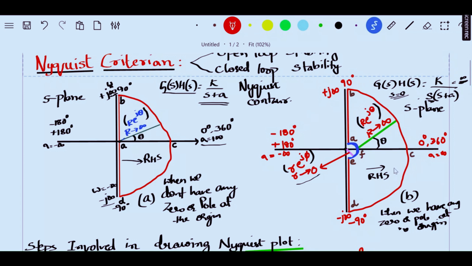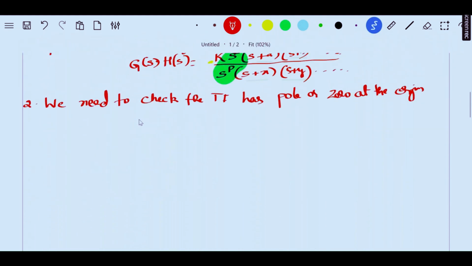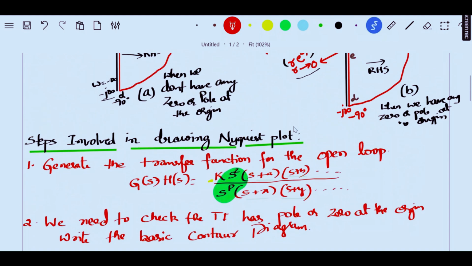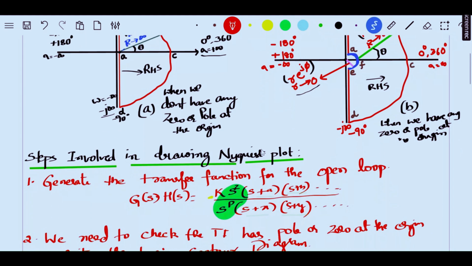So this contour is considered when we have a pole at the origin, and when we have no pole at the origin, then this contour is considered. So we need to check first whether the transfer function has a pole or zero at the origin and write the basic contour diagram. Okay, so this is the basic contour diagram. Out of these two, you have to write any one based on the case.